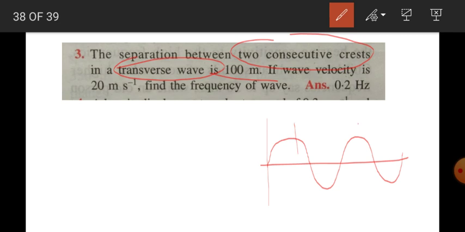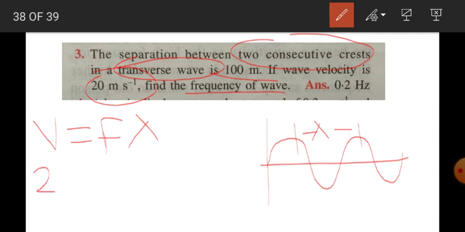Okay, two consecutive crests means wavelength is given. Speed is also given, we need to calculate the frequency. V is equal to f lambda. Speed is given, frequency we need to calculate. Wavelength, this is 100.